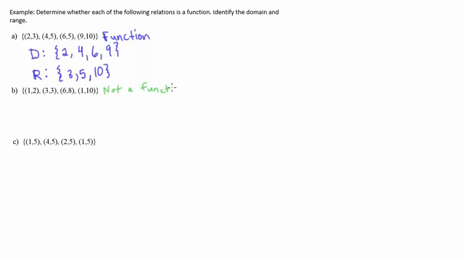And sometimes the problem will say that we only have to find the domain and range if it is a function. But it's good practice to think about what the domain is here. We would have 1, 3, and 6. Our range is 2, 3, 8, and 10.